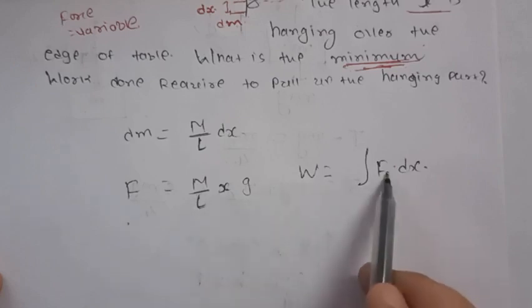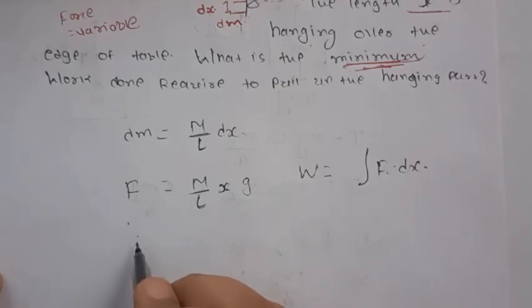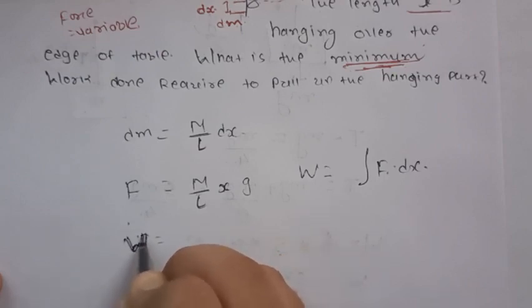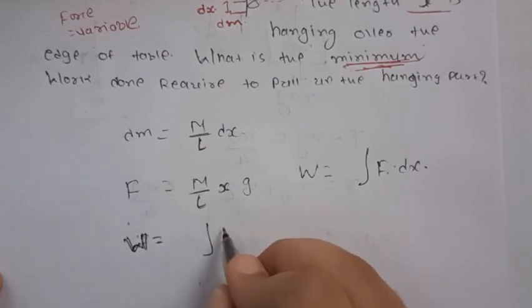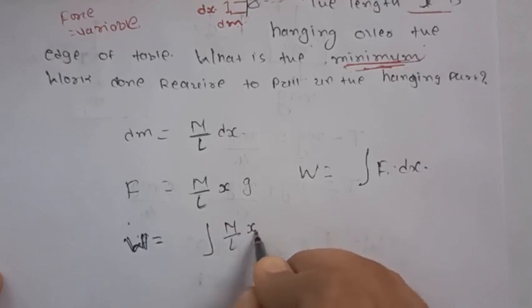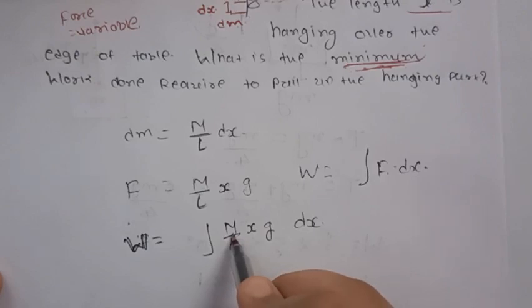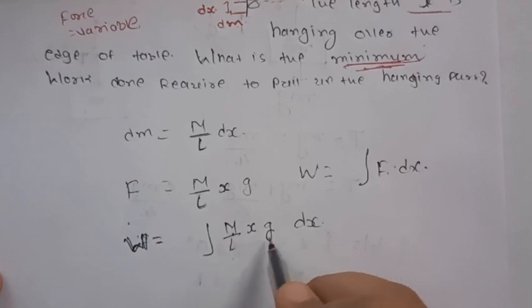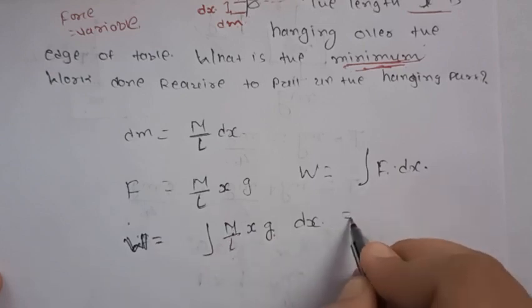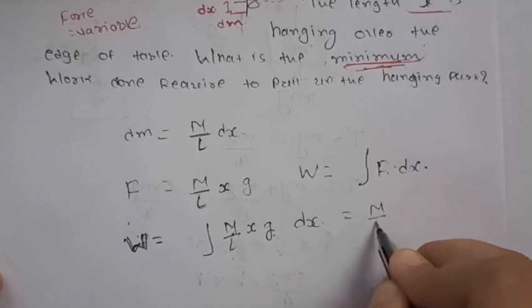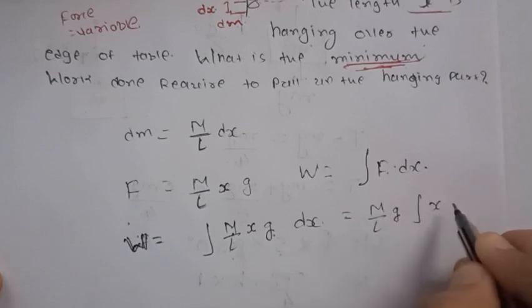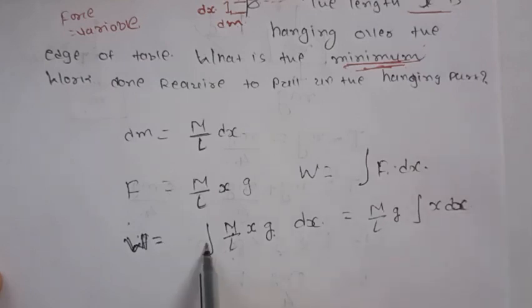Put the value of F in this equation, we will get work is equal to integration m by L x into g into dx. Here m is the mass of the whole length and L is the total length. m by L and g are constant, so work done will be equal to m by L g into integration x dx. Now what about the limits?